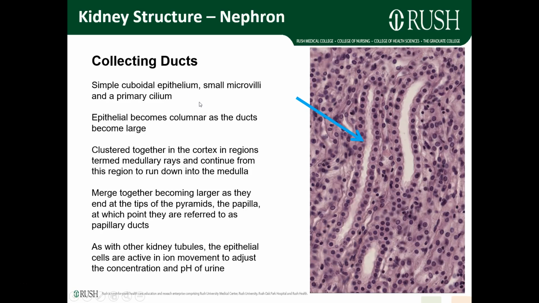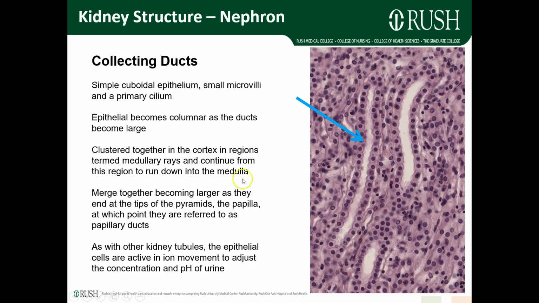The epithelium, which is generally cuboidal, can become columnar in nature as the ducts become larger and larger. Eventually, these ducts cluster together in the cortex, in the area which we term the medullary ray, and then subsequent to that, they continue into the medulla.